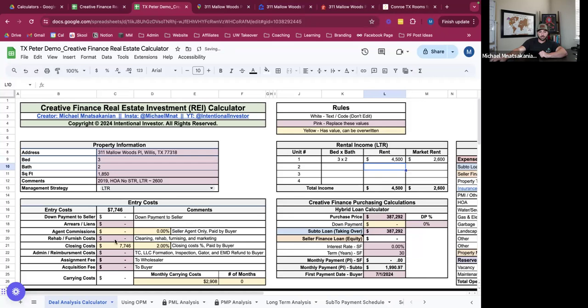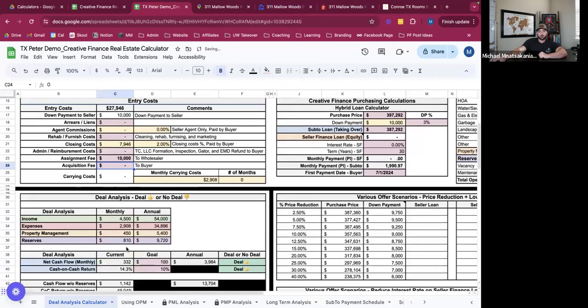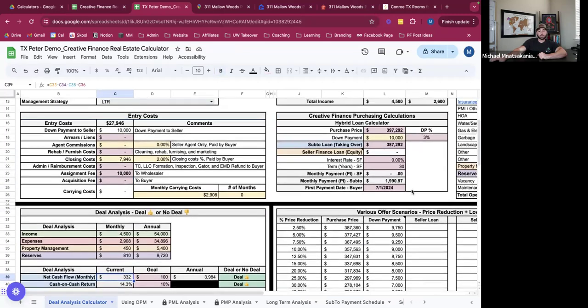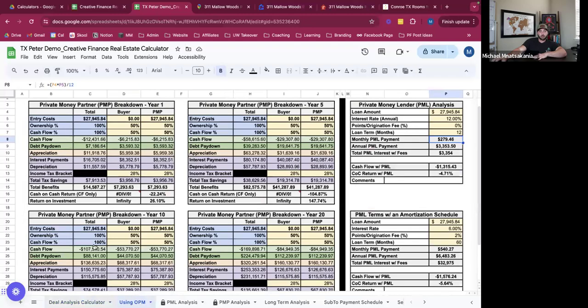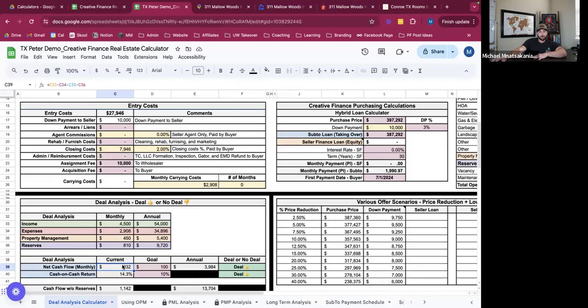Here, let's say this is the instance, and we are back to the 397. We have 10,000 here and 10,000 here to the wholesaler assignment fee. So in this instance, it generates $332 a month in cash flow. Obviously these numbers are fake, but I'm going to show you how you can account for private money partners and lenders and see at what point does it make sense or not. So assuming your cash flow with reserves is $332 a month, and these are your total entry costs. Let's at least do 1 month of reserves.